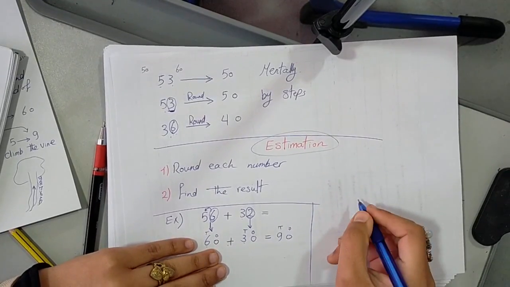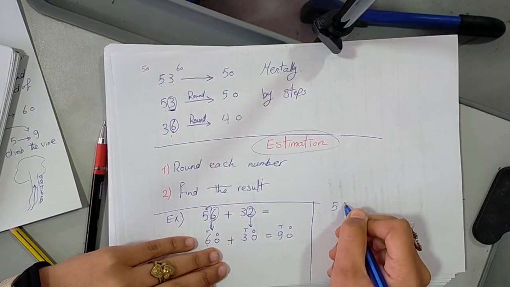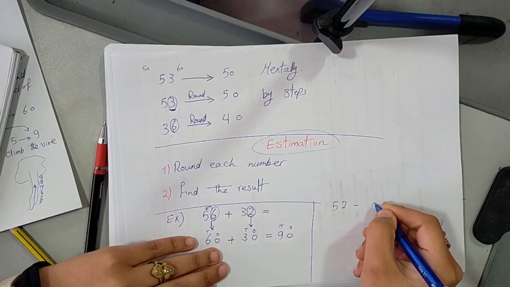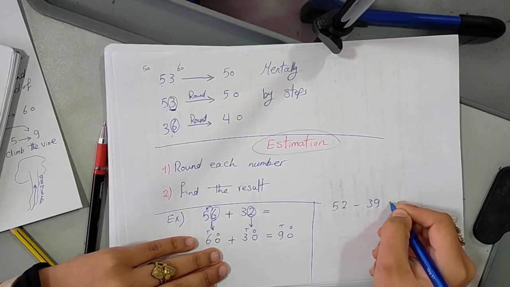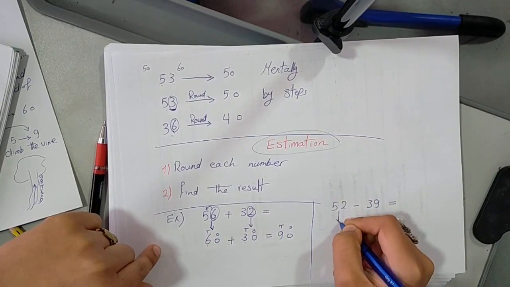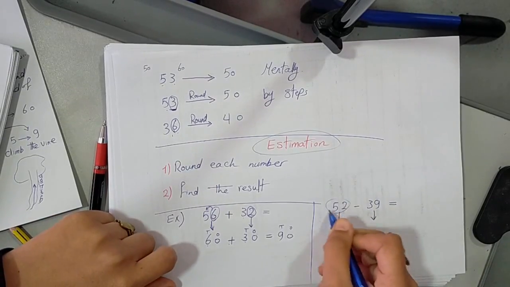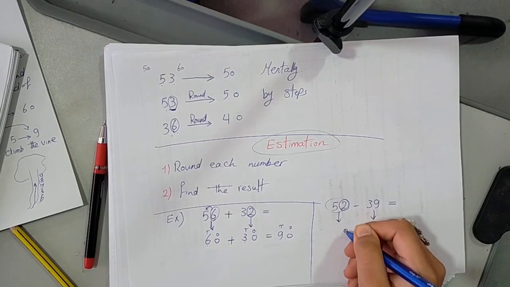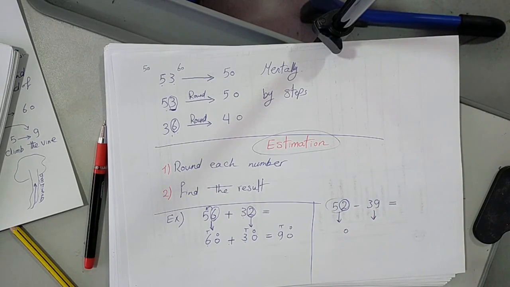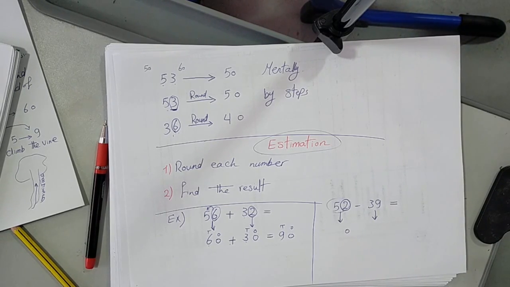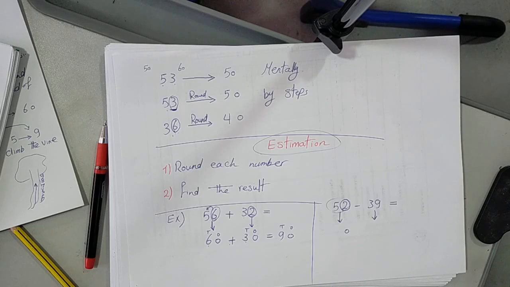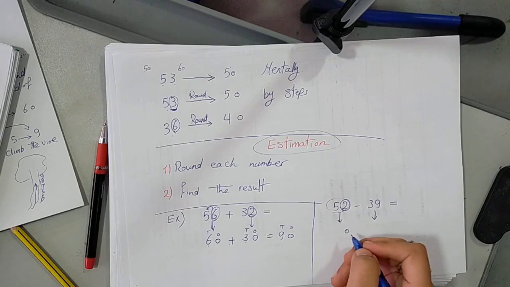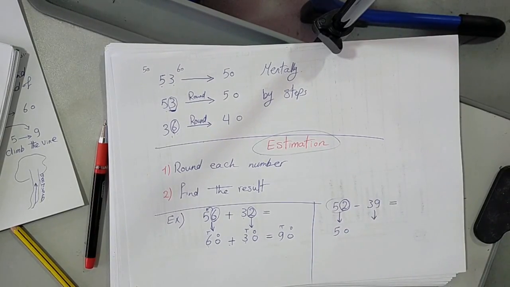Okay, in subtraction, 52 minus 39. The first step in estimation, round each number. Round this, circle around the ones and write 0 instead of it. I am 2. I am between 0 and 4, stay on the floor. I don't have power to move 5, so I write 5 without changing.